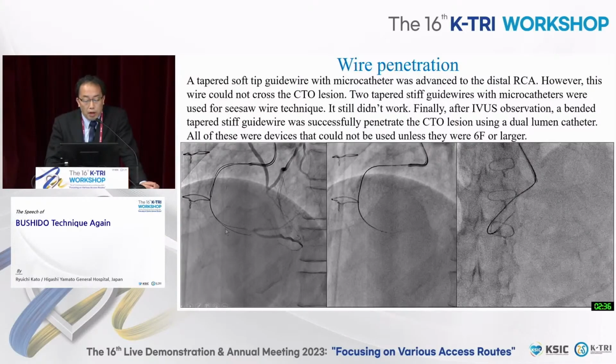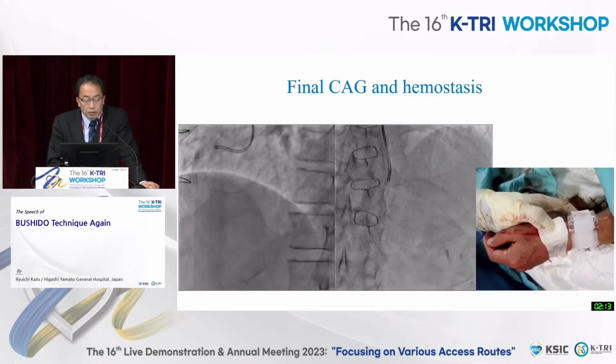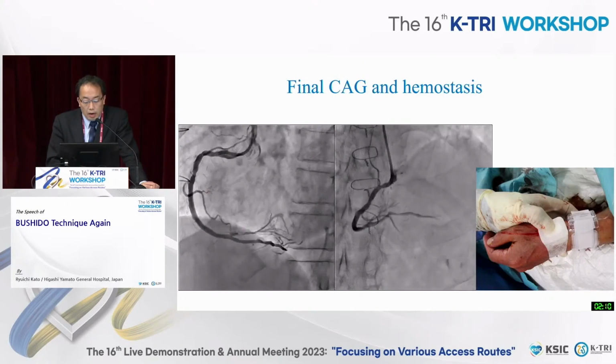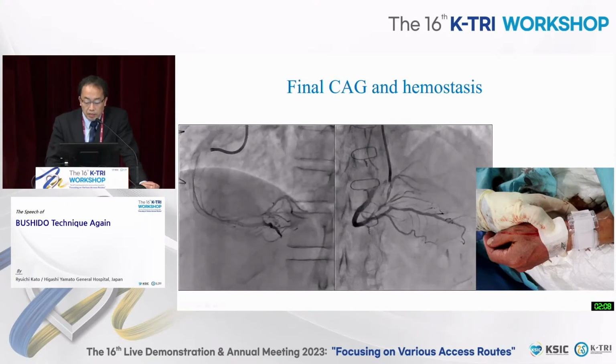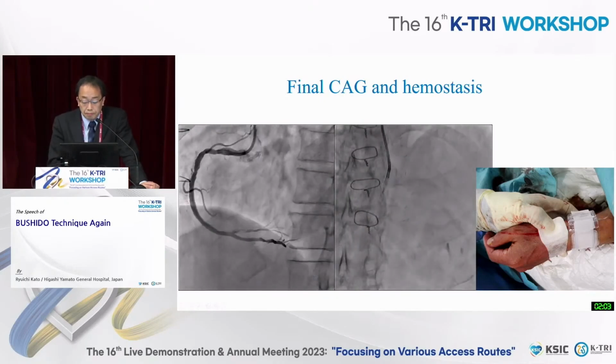So a tapered stiff guide wire with a microcatheter was used for the seesaw wire technique. And then I failed, and finally IVUS was inserted, and a dual lumen catheter successfully crossed the region. We implanted stents, and the final result is here, an acceptable result. After the procedure, the hemostasis method is here. The patient felt very comfortable after the procedure.